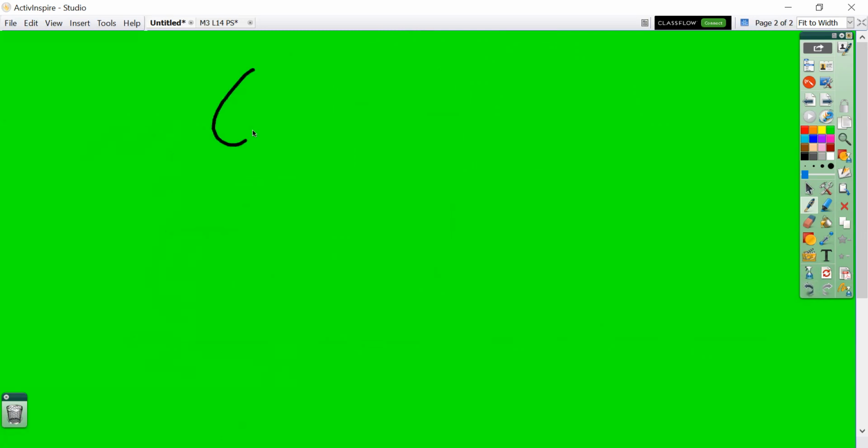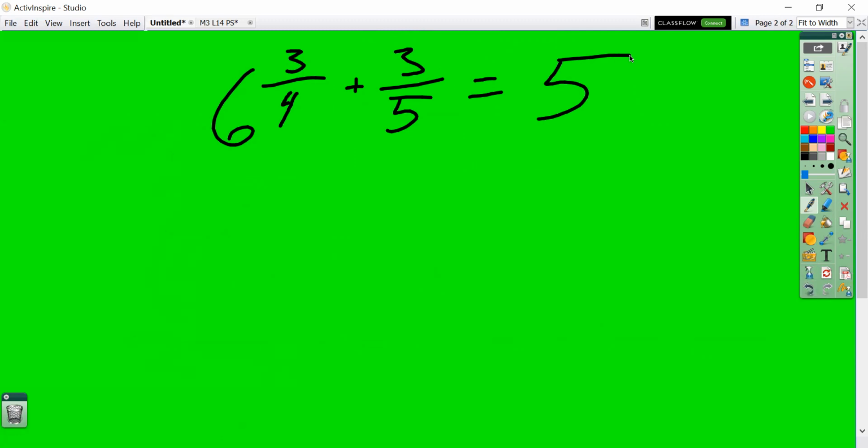Let's do 6 3/4 plus 3/5 equals 5. Oops, I'm sorry. I missed a step. That wouldn't have made sense. It's 6 3/4 minus blank equals 5. So how do you figure out what that underline is? We have to subtract something to get us to 5.